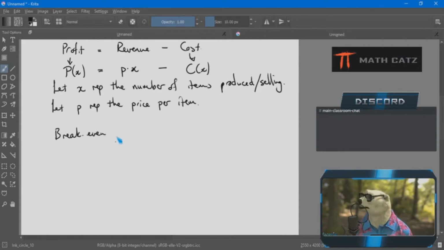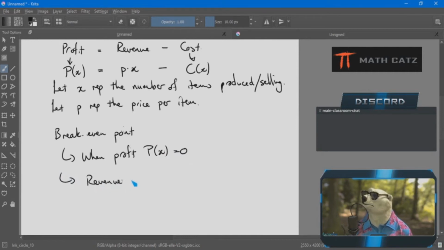Break-even point. And I use the word point loosely. That is going to be essentially when my profit, which we call big P, is 0. So that means that the revenue equals the cost, right? Revenue minus cost equals 0. That means they're the same, which means, as the name suggests, I'm breaking even.